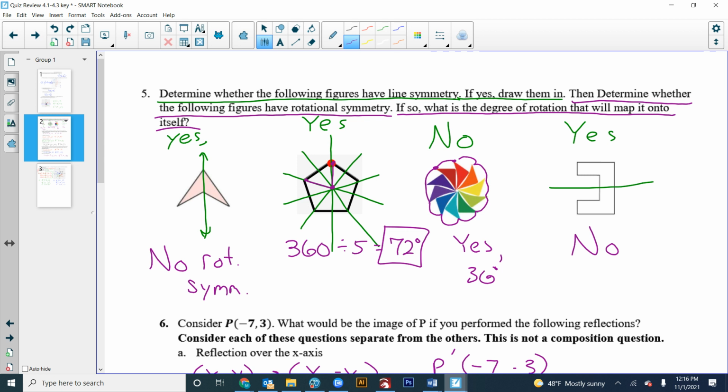Next one. Yes, it has line symmetry. No, it does not have rotational symmetry. Questions on that? All right, 6.